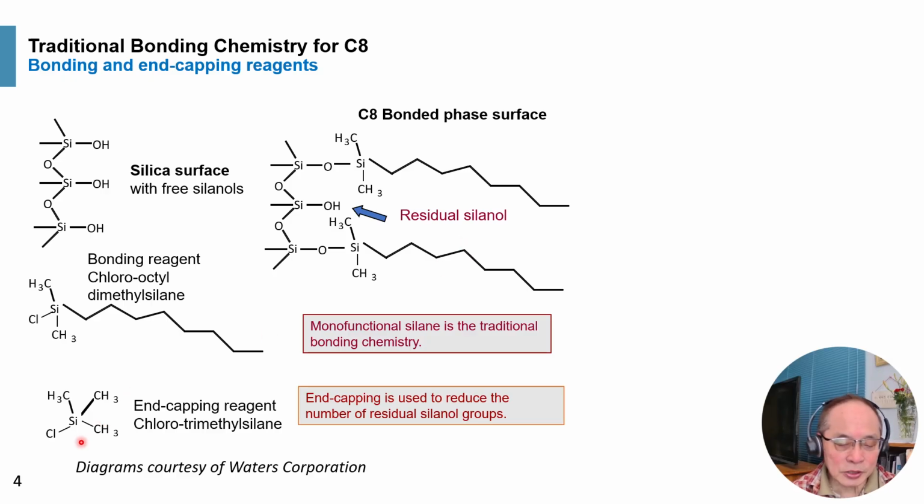And typically we use a smaller group such as chlorotrimethylsilane in order to access some of the more difficult to access pores and make sure that as many residual silanols are bonded. So monofunctional silane is a traditional bonding chemistry, and end capping is used in most phases to reduce the number of residual silanol groups.